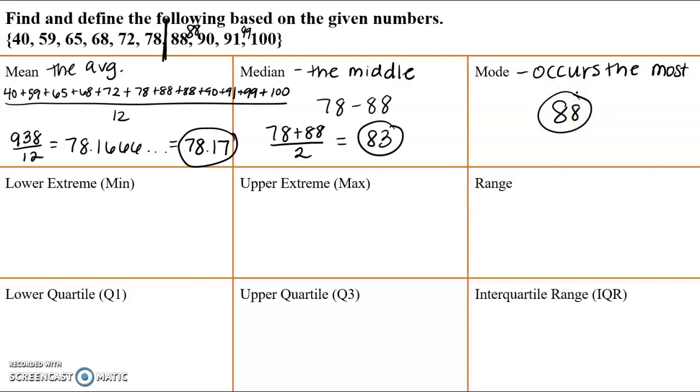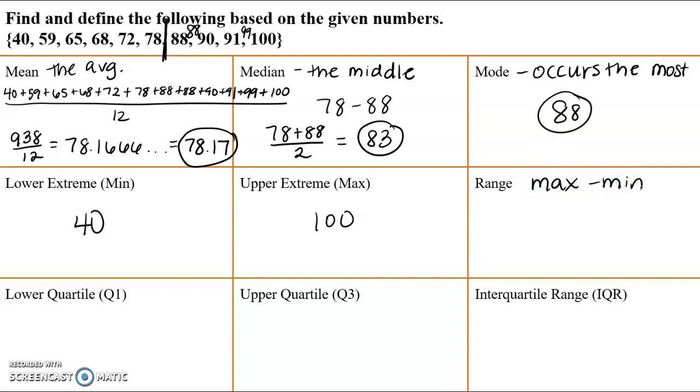The lower extreme, this is also called the minimum. This is just your lowest number. Very easy to find, 40. The upper extreme, this is also called your maximum. That's easy to find as well. Highest number is 100. The range is the difference when you say the maximum minus the minimum.